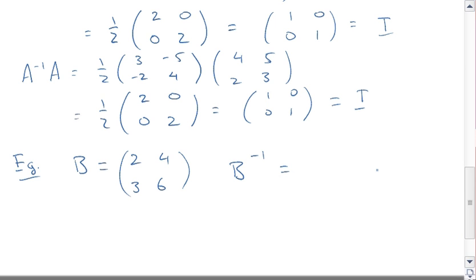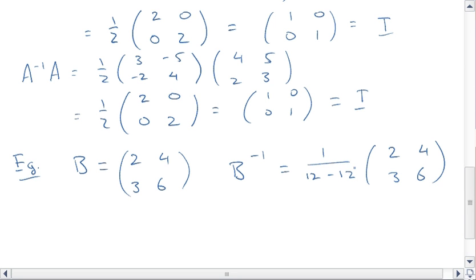Okay, so let's apply the formula to this. So remember, B inverse should be 1 over the determinant. The determinant was A times D, which is 2 times 6 is 12, minus B times C. B times C is 4 times 3, so 12. All right, so already you can see there's something funny here. 2, 4, 3, 6. Okay, so this determinant is actually 0. So this gives us 1 divided by 0 times this matrix, 2, 4, 3, 6.